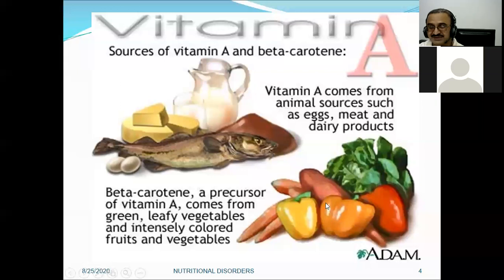So carrots are rich in vitamin A, and so are leafy vegetables, mostly the carrots. They are the rich sources of vitamin A. There are some fruits and vegetables as well, but carrots contain a rich source of vitamin A.